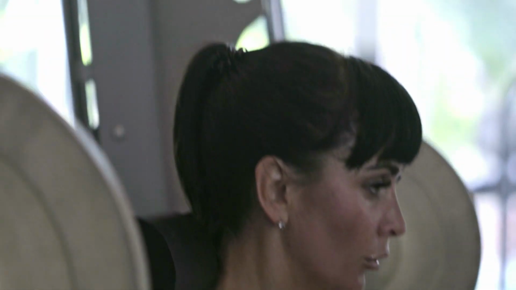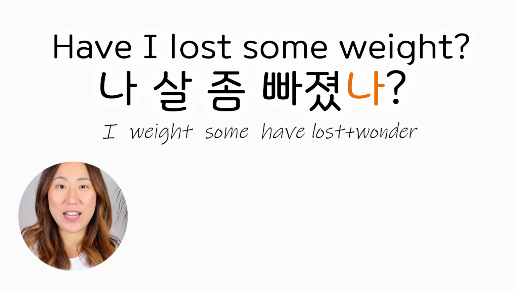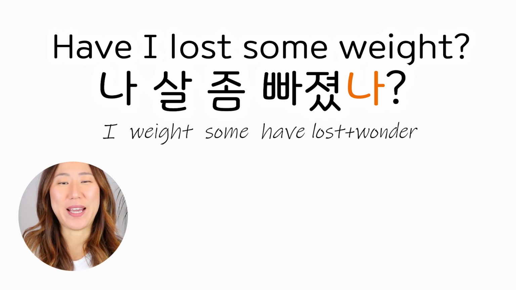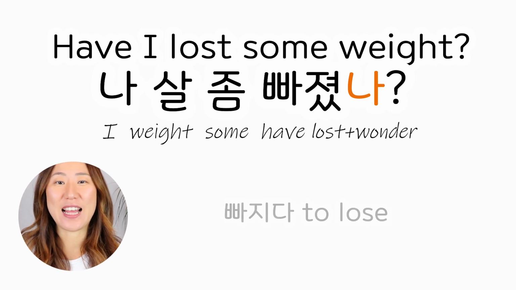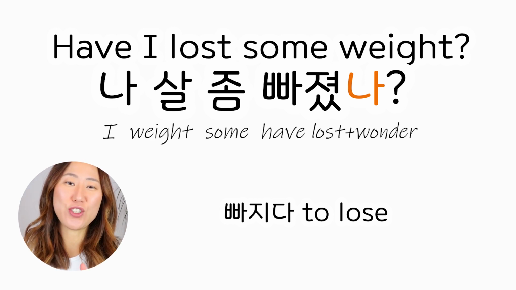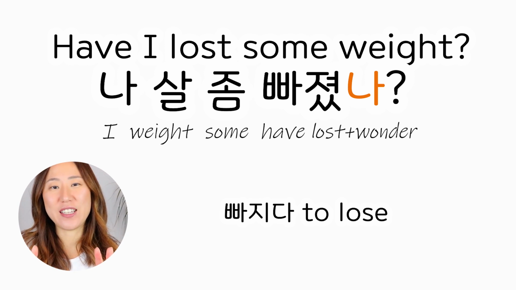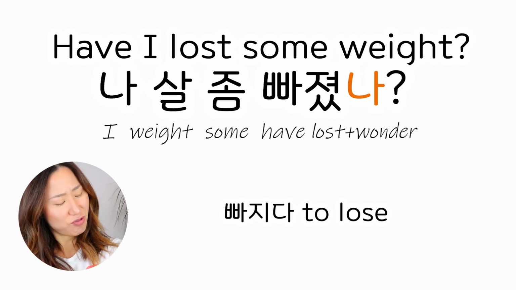I wonder if I have lost some weight. 나 살 좀 빠졌나? 나, I. 살 is flesh and also means weight. 좀, some. 빠졌나. This is from a verb 빠지다, to lose. Conjugate to past 빠졌 and then use the verb root and then add 나. 나 살 좀 빠졌나? I wonder if I have lost some weight.